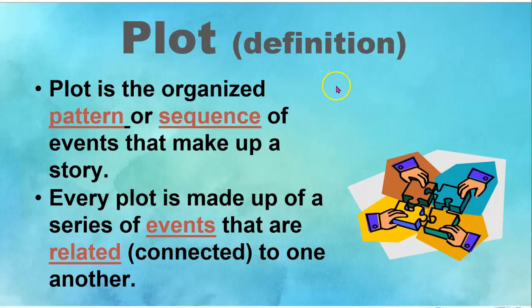We will be talking about a theme, and it is sometimes mixed up with what the plot is, but a plot is specifically the organized pattern or sequence. These are written in red, pattern and sequence, so those would be your blanks to fill in on your guided notes, of events that make up a story. Every plot is made up of a series of events that are related or connected to one another. Everything connects together and will make sense at the very end of the story, kind of like a puzzle, and at the very end, you're like, oh, I see the whole picture.